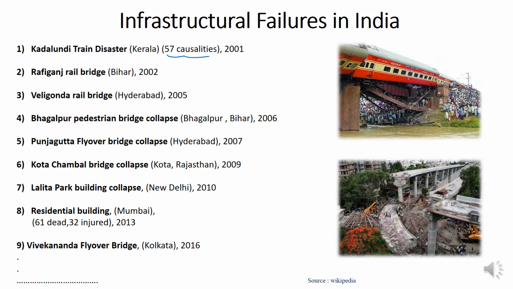Then there is a Rafiganj railway bridge failure. Then there was also a residential building collapse, which led to 61 dead and 32 injured. And there's the Vivekanand flyover bridge failure in Kolkata in 2016. So here you can see several examples of failures in India which happened because of lack of inspection of the components or parts during their manufacturing, as well as in the service phase.